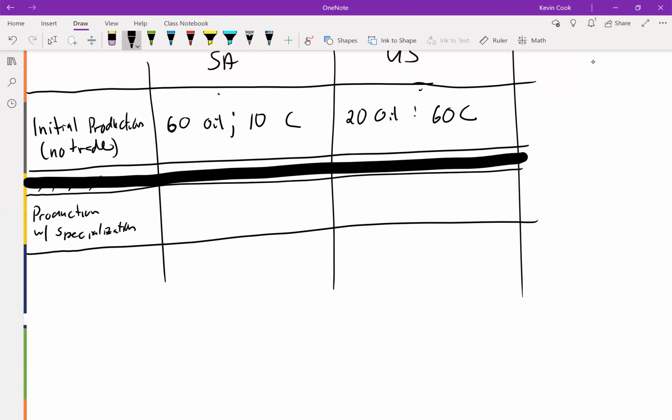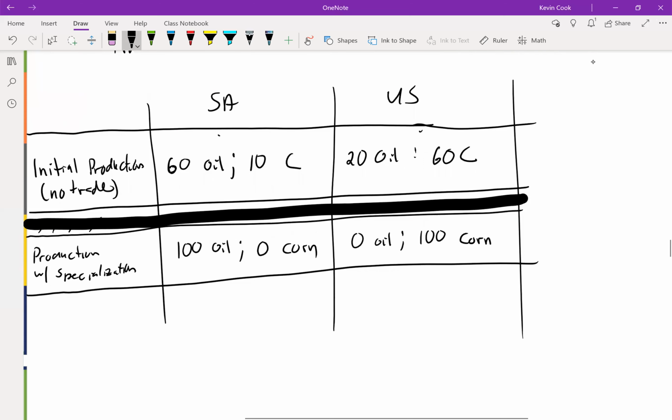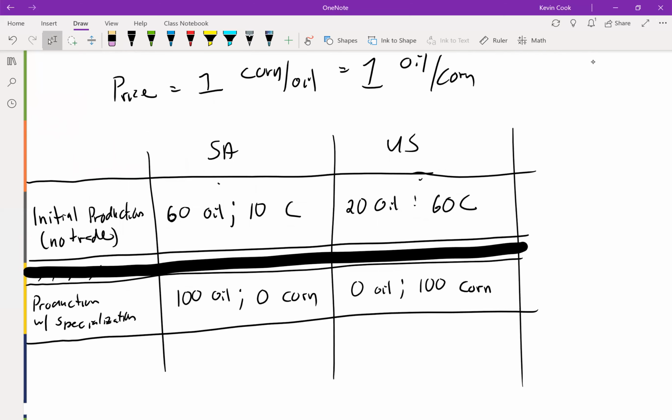So since Saudi Arabia has a comparative advantage in oil, they're going to want to export oil. So their production here, we're going to say is 100 oil and 0 corn. Then the US will do just the opposite. They'll make no oil and 100 corn.